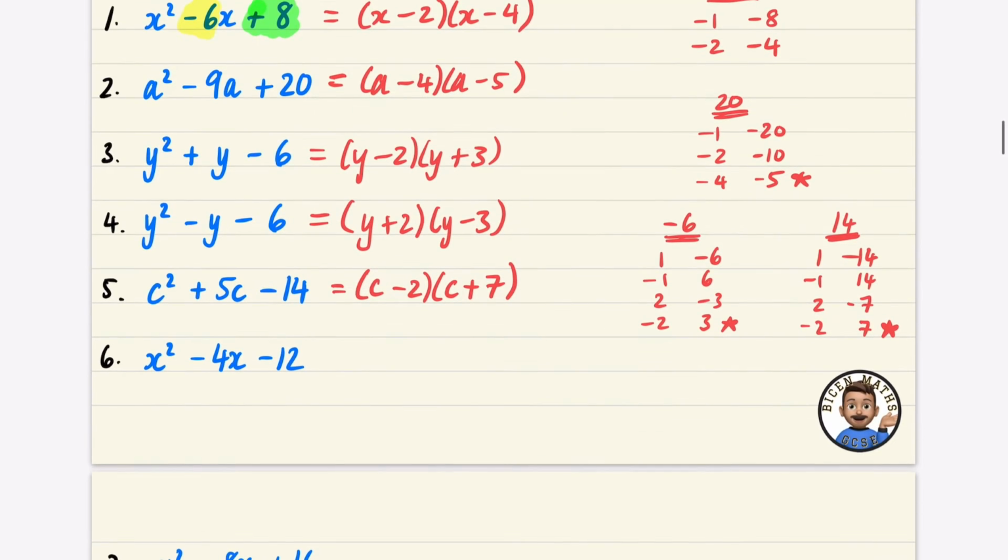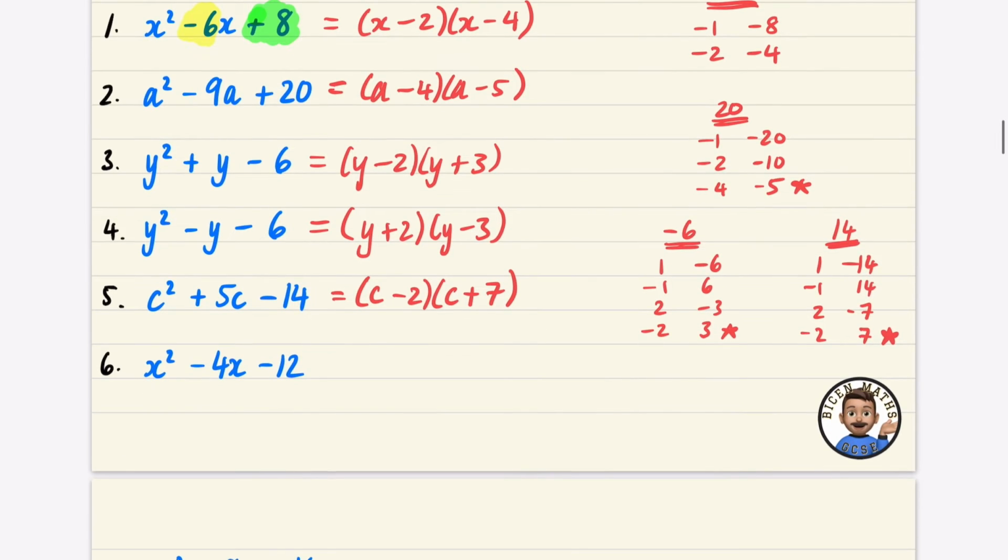And then our last one that we've got here on this page, we're going to do numbers that multiply to negative 12. Let's just write down the pairs and see if we can work out what it would be. It would be 1 times 12, 2 and 6, or 3 and 4. And we want it to add to a negative 4.